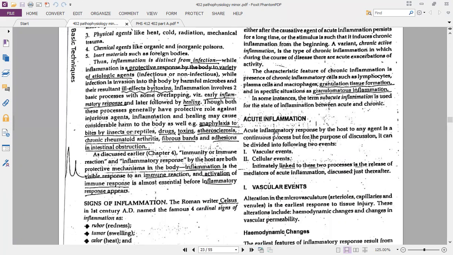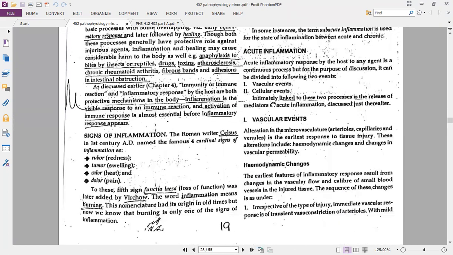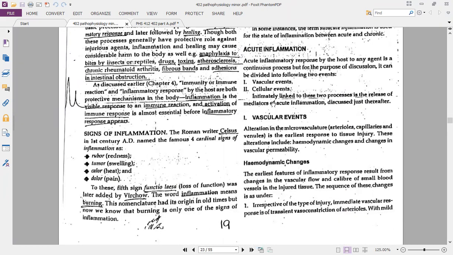First, we are discussing acute inflammation. You know, the inflammation can be either acute or chronic. Acute is short term, and chronic is long lasting or persistent. So in acute inflammation, there are two events which are occurring: vascular events and cellular events. Mainly, we'll be dealing with the vascular events.